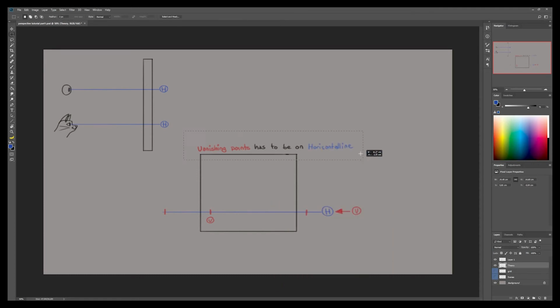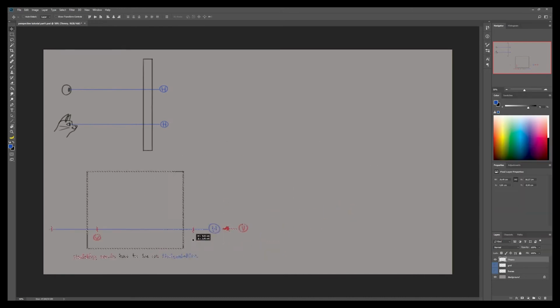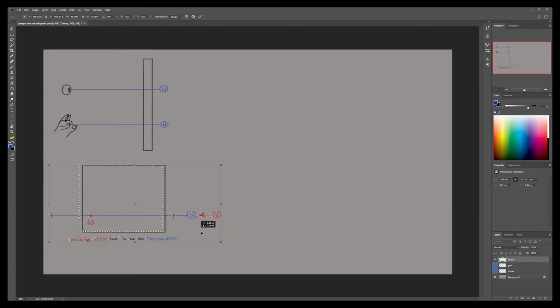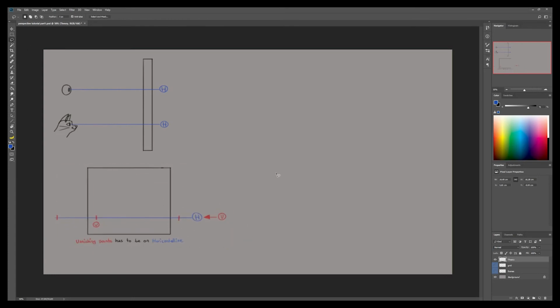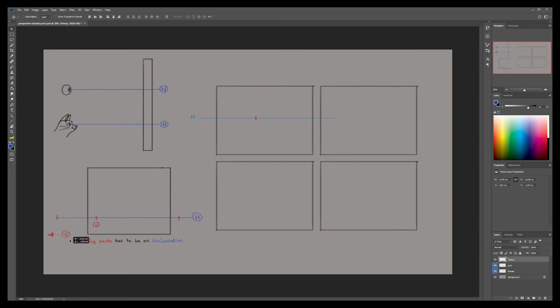Okay, that looks good. Let's put it down here and merge. Fantastic.